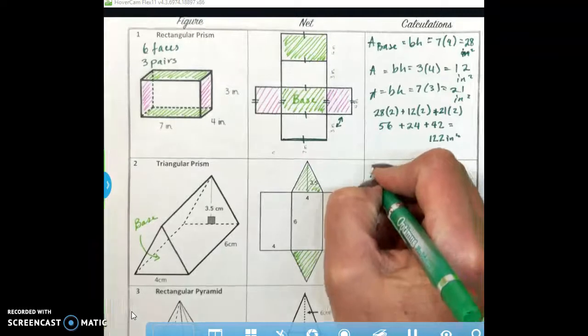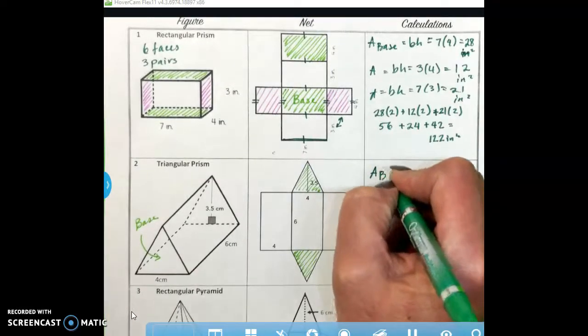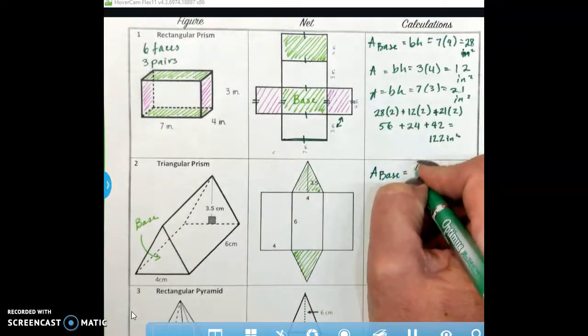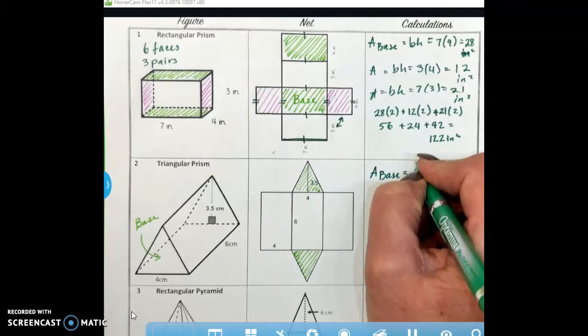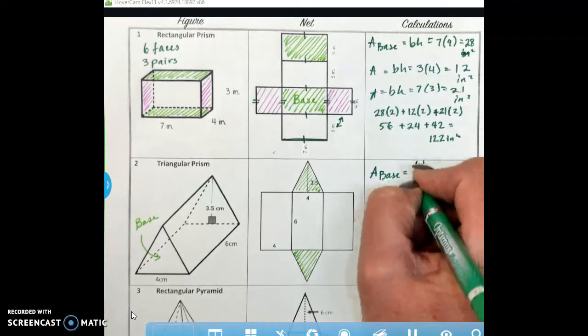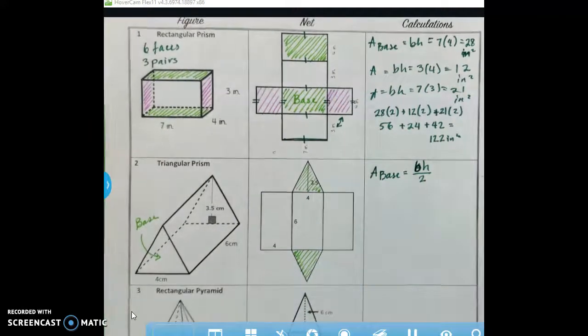All right, let's get started. Area of the base is going to be, oh, why am I repeating this? Base times height divided by 2. Why am I using this formula? Because the base shape is a triangle.